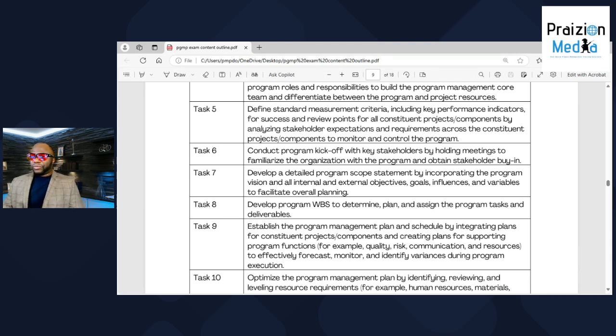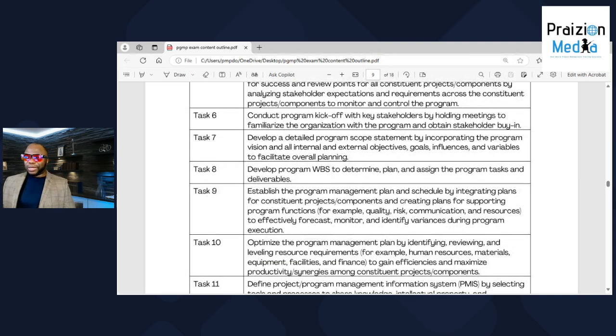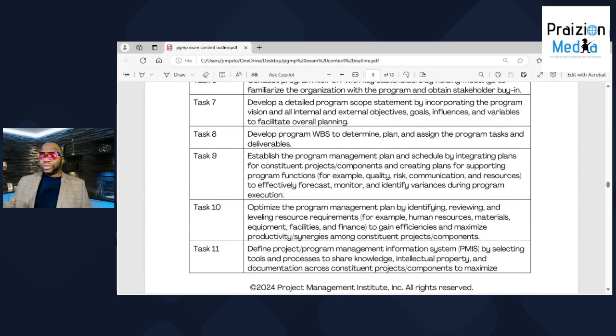It says key performance indicators, define those for success and review points for all constituent projects, analyzing stakeholder expectations and requirements, and the goal is to monitor and control the program. Number six, conduct a program kickoff. Number seven, develop a detailed program scope statement. Number eight, develop a program WBS. It just makes sense. Keep it high level. Don't go too crazy on it, but at least have your program WBS that shows how all the projects interweave.